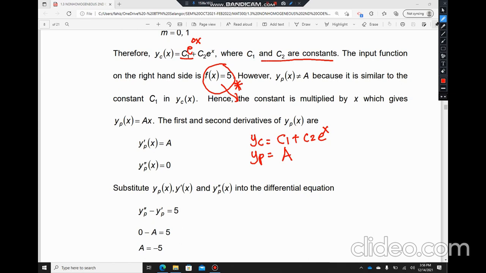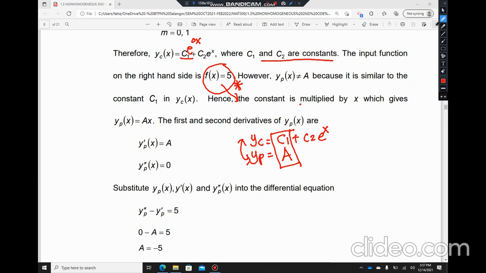Tapi kat sini kita kena compare YC and YP. Okay, YC and YP kalau tengok kat sini, walaupun dua-dua ni berbeza A dengan C, tapi dia still constant. Kadang-kadang constant ni asalkan apa-apa value yang kita letak sebagai constant, kita nak assign dia sebagai C, A, B, D, tapi dia still constant. So that's why kita boleh kata kat sini C1 is equals to A, sebab A tu adalah constant, C1 juga adalah constant. So bila ada persamaan, maksudnya dia ada duplication.